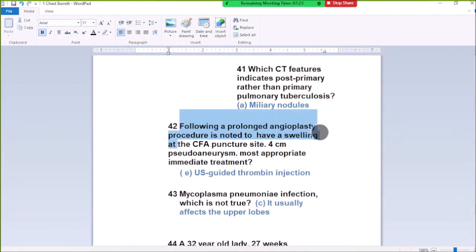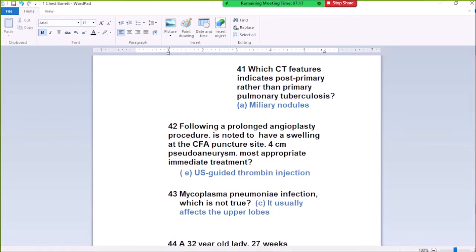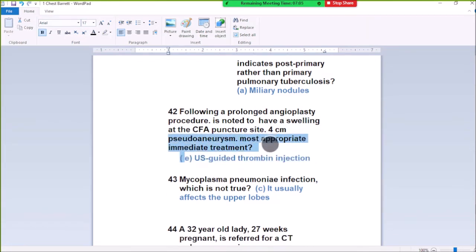42. Following a prolonged angioplasty procedure, the patient is noted to have swelling at the CFA puncture site. A 4 cm pseudoaneurysm is found. The most appropriate immediate treatment is ultrasound-guided thrombin injection. When we see a pseudoaneurysm at the site of angioplasty, the most appropriate treatment is ultrasound-guided thrombin injection.